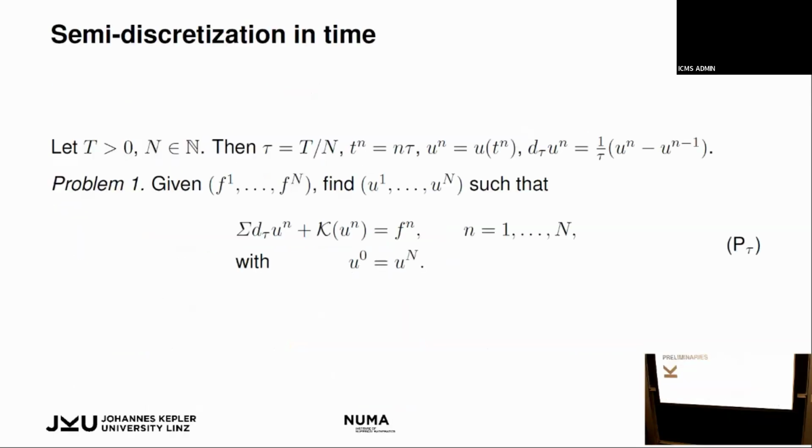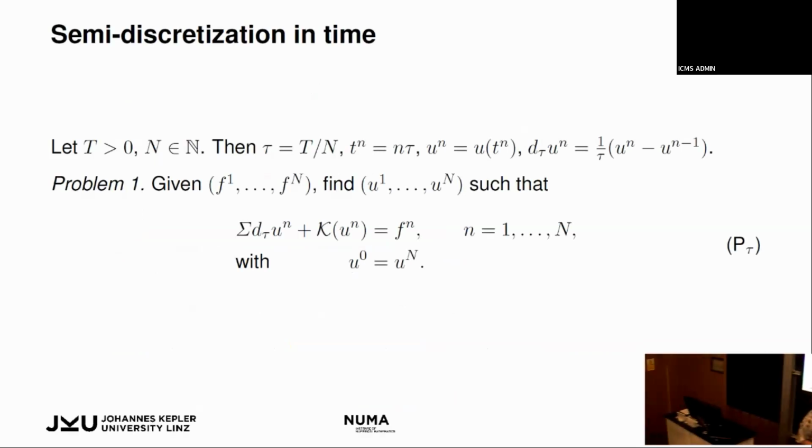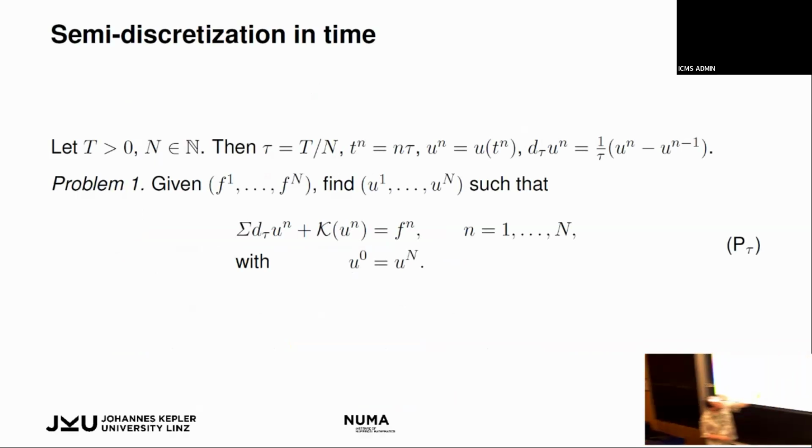What would be a method to solve this problem is, we first do a semi-discretization in time. So we now want to find a sequence, a time series. We have an equidistant grid with a number of grid points. We define our discrete time derivative like this. And in order to make sense of the expression for the first time step, we have to require some of this periodicity.